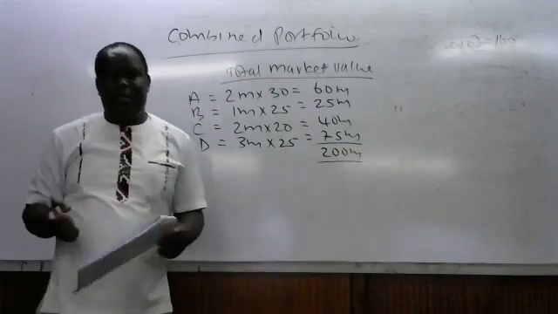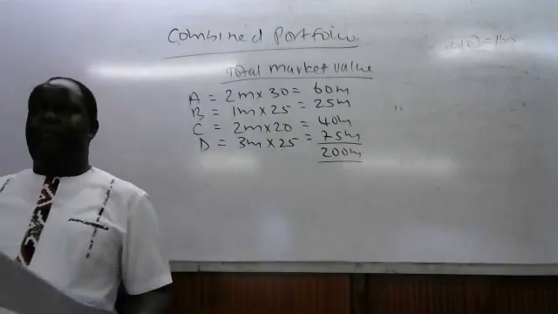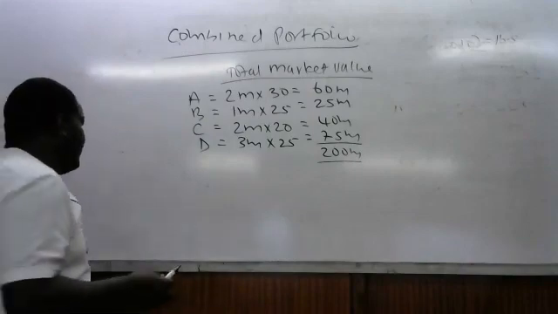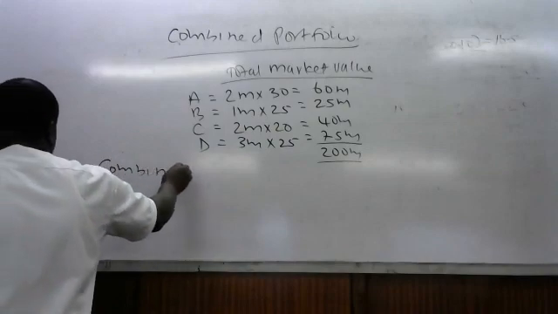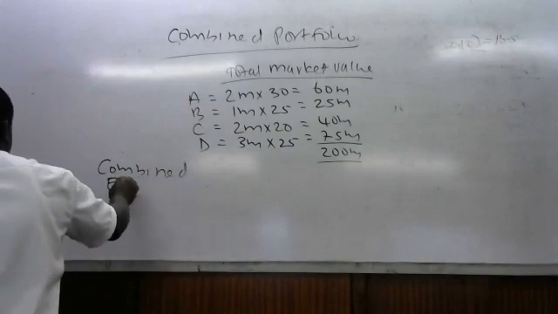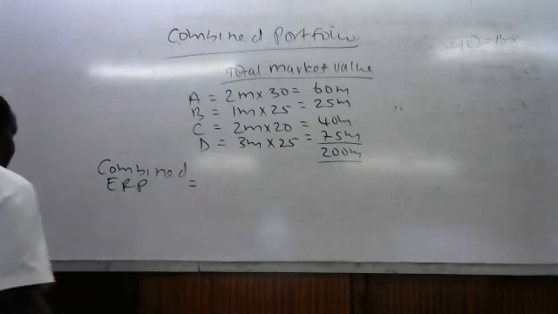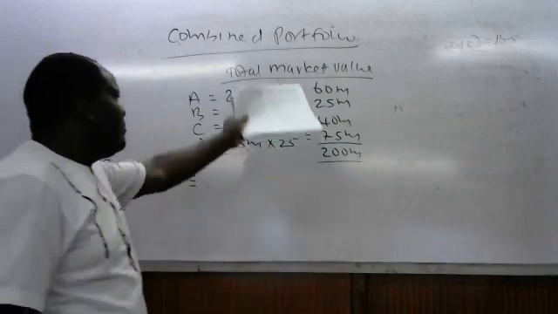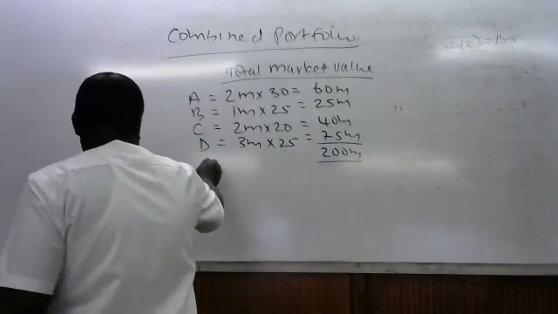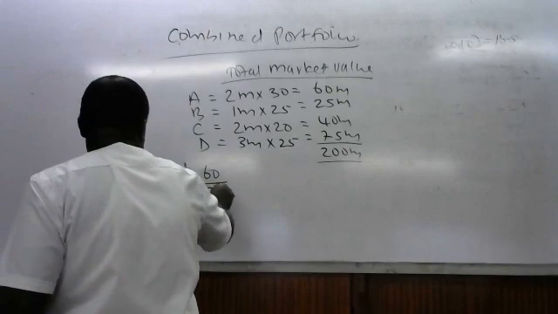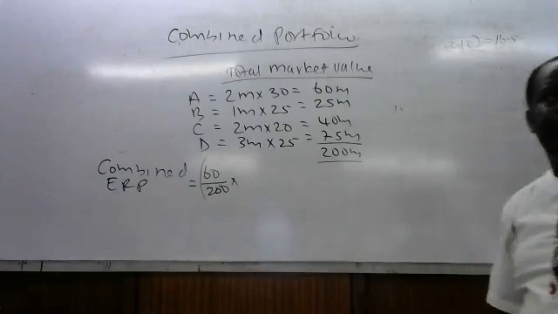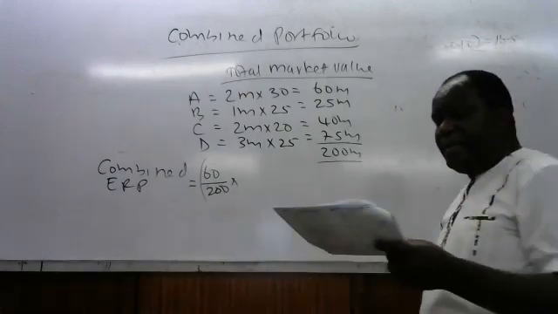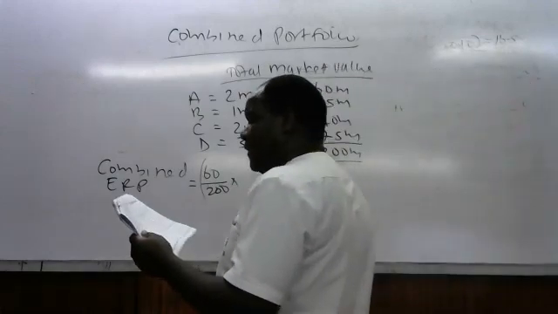Yeah, so now we can get the combined expected return of the portfolio. So we use this as our proportions. You take 60 divided by 200. That is now the proportion for A, or the weight for A, multiplied by the expected return for A, which is the next step.